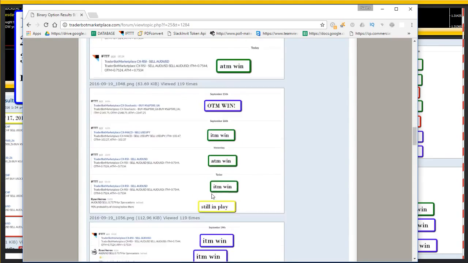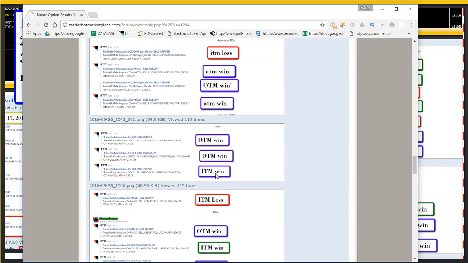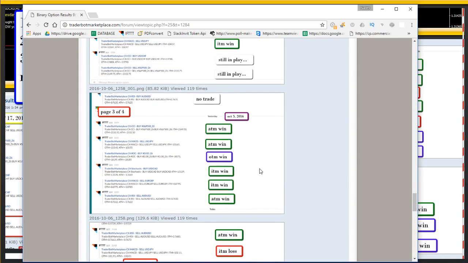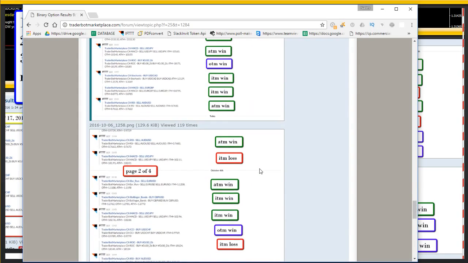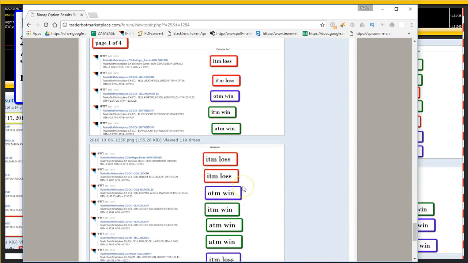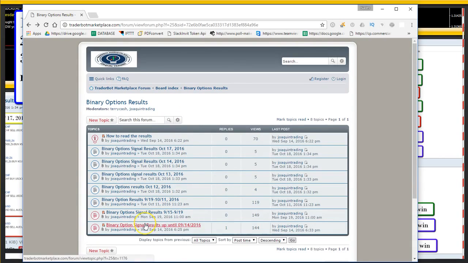What you're doing here is trying to find the maximum number of losses in between these OTM wins. I'm trying to find a string of them. Here's 4. Okay, here we go: 1, 2, 3, 4, 5, 6, 7, 8. There's 8 in between the OTM wins. There's that page, so there's 8. 8 is the maximum.